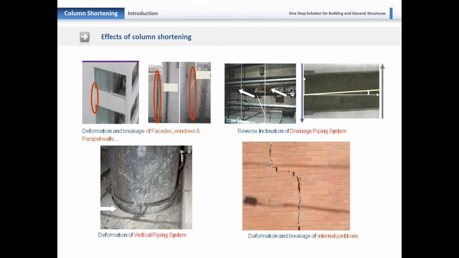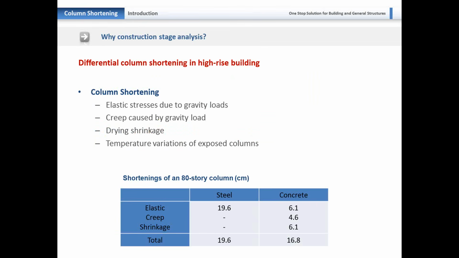This particular slide shows the column shortening effects in a bit more detail. Here you can see from the images the deformation and breakage of facades, windows, and parapet walls, the reverse inclination of drainage pipe systems, deformation of the vertical piping system, and even deformation and breakage of the internal partitions. Now, to analyze the effect of column shortening, construction stage analysis is very important, particularly in case we want to consider the differential column shortening.